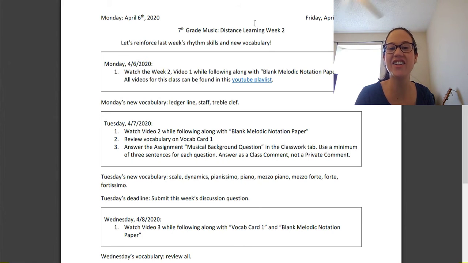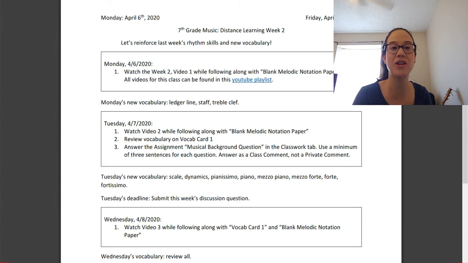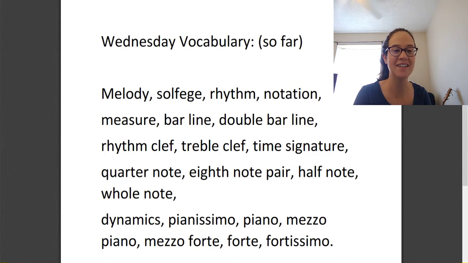Hi, let's go ahead and check our week 2 calendar to see what we're doing on Wednesday, April 8th. You're going to be needing your vocabulary card and your blank melodic notation paper. Vocabulary is actually what we're doing first, so if you don't have your card printed out, that's no problem. I'm going to show you the list of items that we're talking about today.